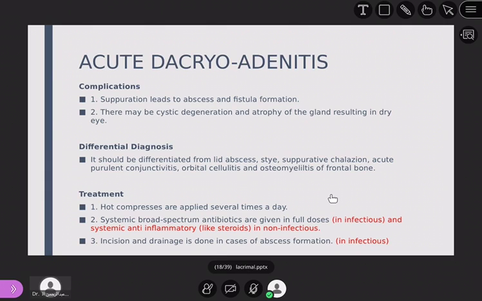Treatment: hot compresses are applied several times a day. Systemic broad-spectrum antibiotics are given in full doses, and systemic anti-inflammatory drugs like steroids are given in the non-infectious type. So as we mentioned, we have infectious and non-infectious. For the infectious, we can give broad-spectrum antibiotics. For the non-infectious, we can give anti-inflammatory drugs like steroids. Then we can do incision and drainage in cases of abscess formation.